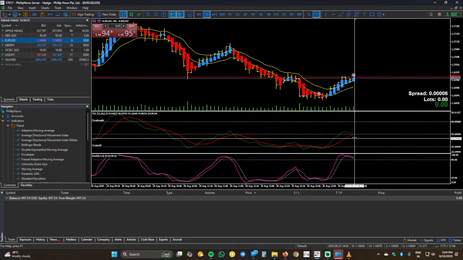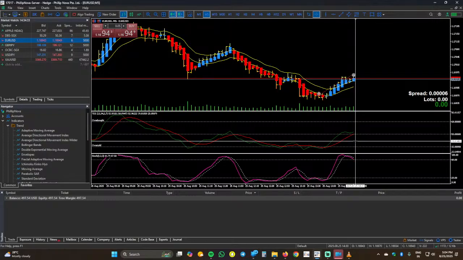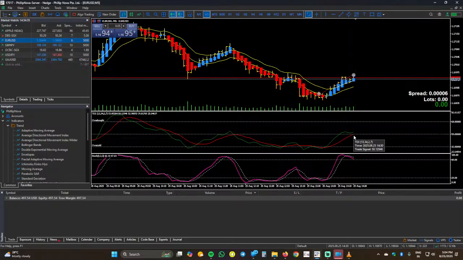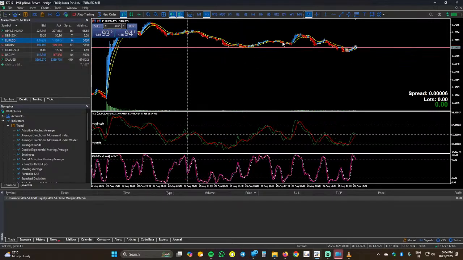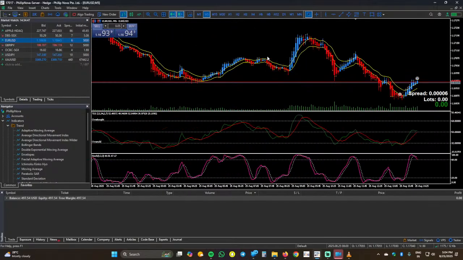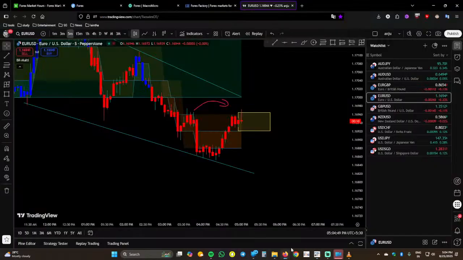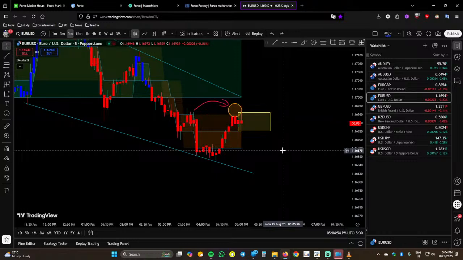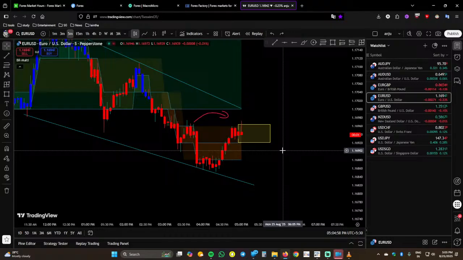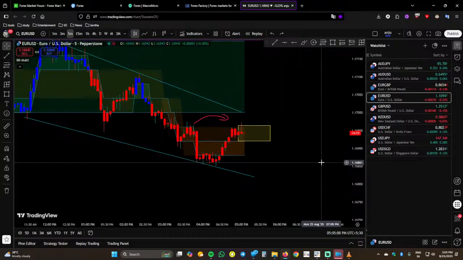There's no clear sign in the TDI. TDI is making a bounce, so there's still a high chance that it'll go further up. But remember, we're not here to identify the trend. We're here just to be on the right side of the market.